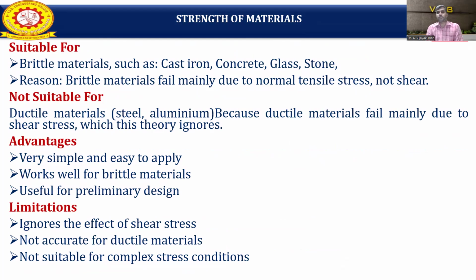It is more useful for brittle materials. What is a brittle material? Maybe cast iron, or maybe concrete, glass or stone. It will break very easily. This is a brittle material. It is more suitable for Rankine's theory.